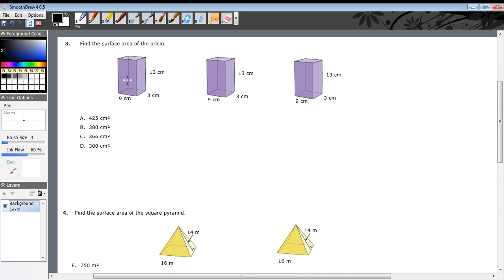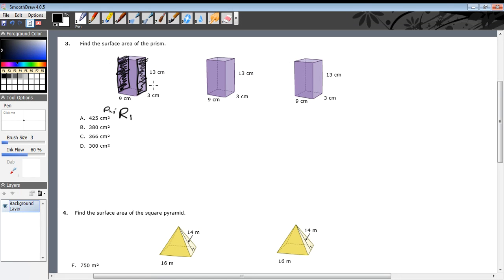In any rectangular prism, there are 3 sets of 2 equal sides. Let me show you. There's this side here, and the side that's equal to this one is the one directly across from it, which is right here. Those sides are equal. So we need to figure out the area of one of these sides and multiply it by 2. So this will be rectangle 1, or pair 1.